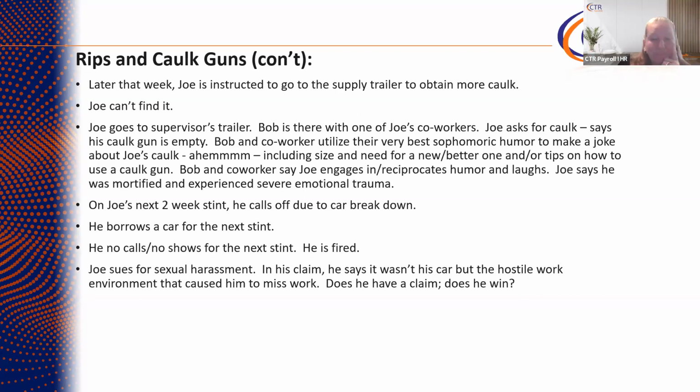Joe can't find the caulk. So he goes to the supervisor's trailer, and Bob's there with one of Joe's coworkers. And keep in mind, this is an all-male crew, kind of rough around the edges, right? We don't have guys with PhDs sitting around here. And he asks for more caulk because his caulk gun is empty. Bob and the coworker use their best sophomoric humor, right, to turn this into a joke about the need for a caulk, size, whether he needs a newer, better one, and some tips on how to use the caulk gun. So obviously we have innuendo here, right? Lots of stupid humor.